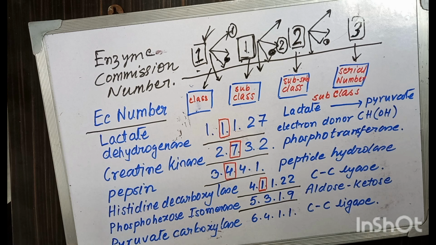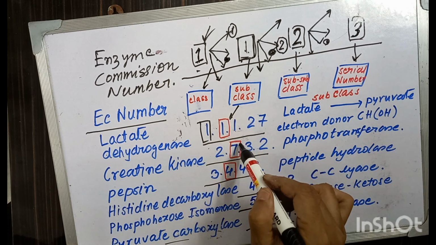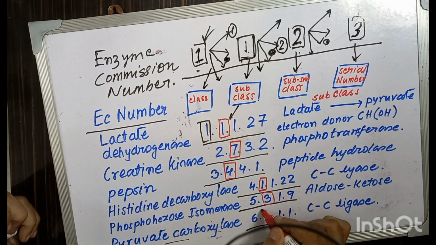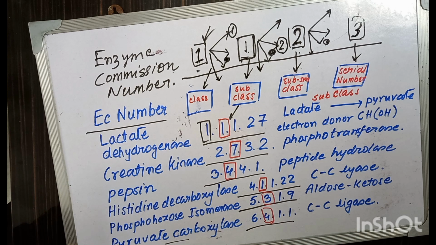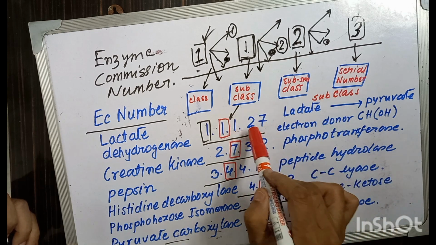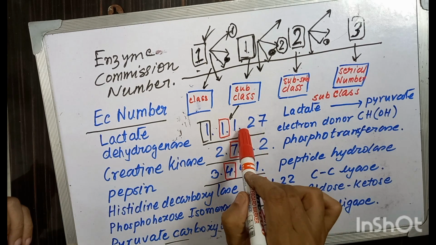Pyruvate carboxylase, acting on pyruvate to form oxaloacetate, has the number 6.4.1.1. So here the first number is the class, and the second is the subclass. All the subclasses I have marked here in red. The second number is the subclass, the third number is also a subclass, and the last number, say 27, is the serial number of that particular subclass.